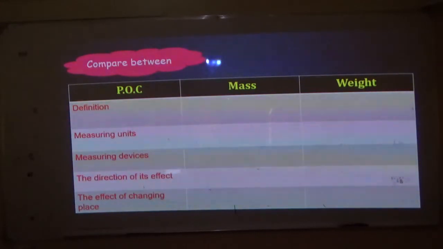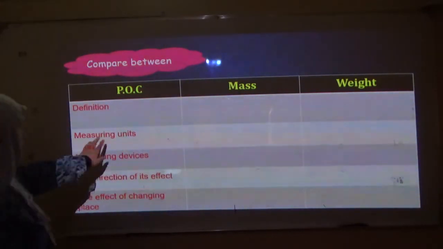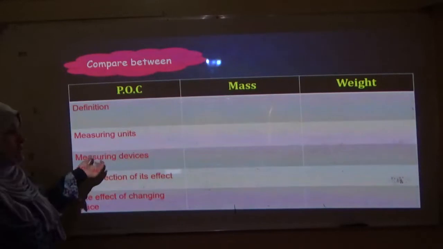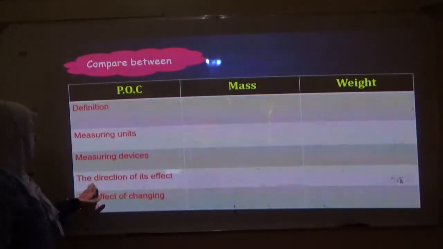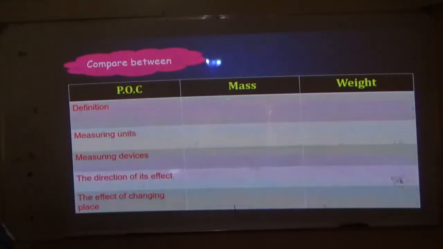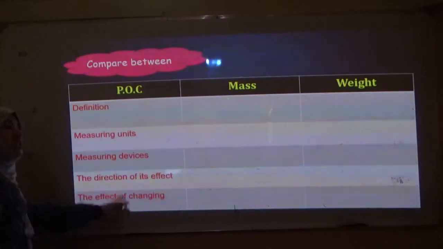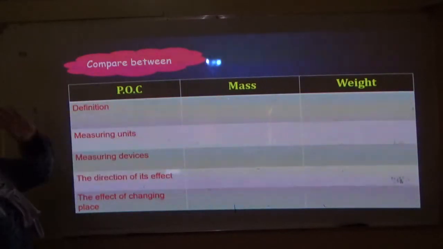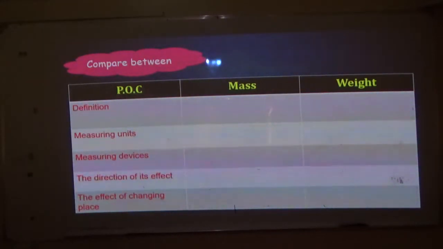The second point of comparison is measuring units. We have 2 units for measuring the mass. Then the measuring devices or the measuring tools for mass and for weight. Then the direction of its effect, the direction of mass and the direction of weight, and finally the effect of a changing place on the value of mass and on the value of weight. This is your time to test yourself. Write this question and try to answer it. But I'll give you the answers, or let's answer it.